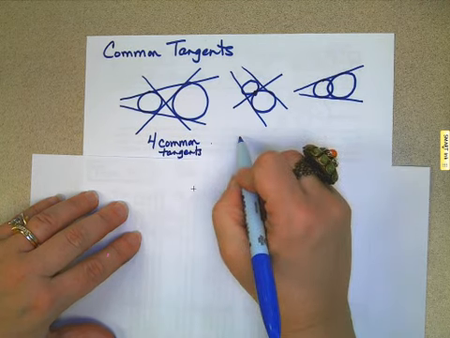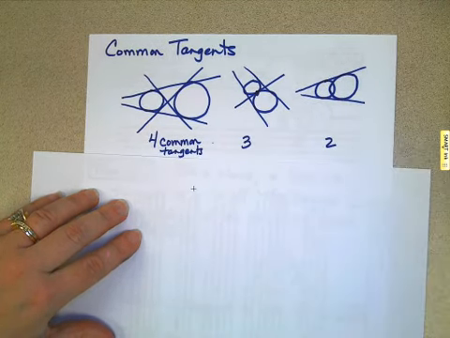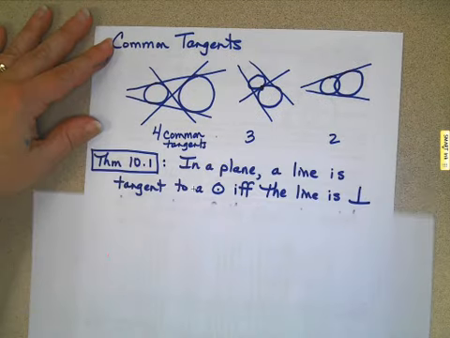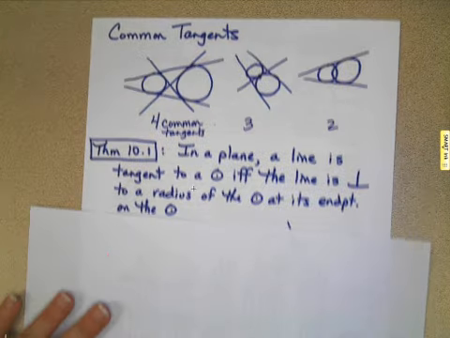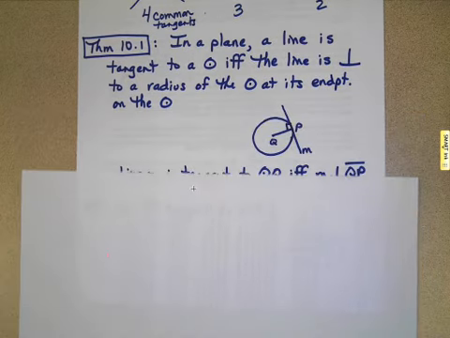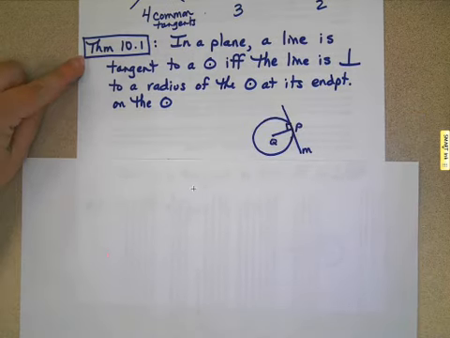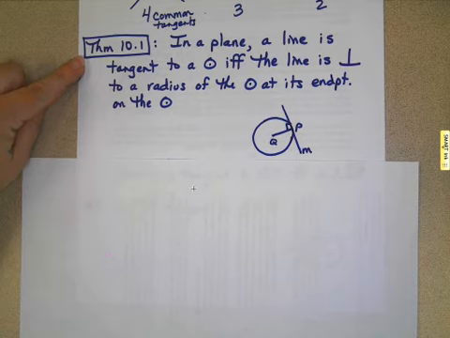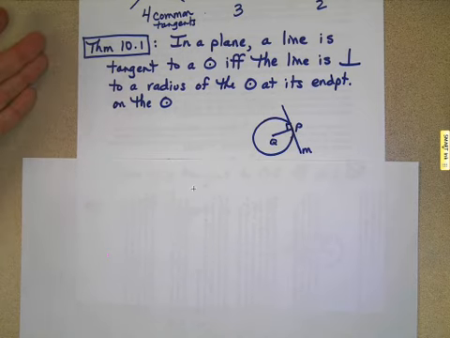We have 3, and we have 2 common tangents. Okay, you'll notice that we're going to talk about a new theorem. You'll also notice, as I've said in the past, your book likes to name theorems. Most books like to name theorems with numbers. We will never refer to this as theorem 10.1, but just as a way to reference it.